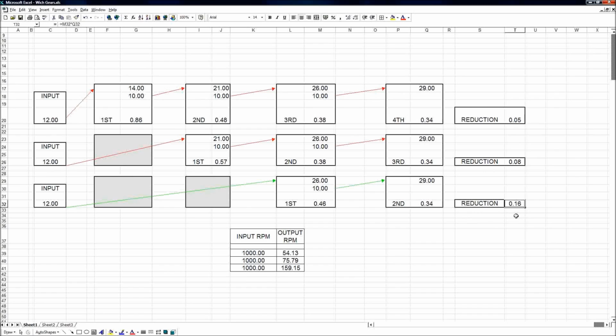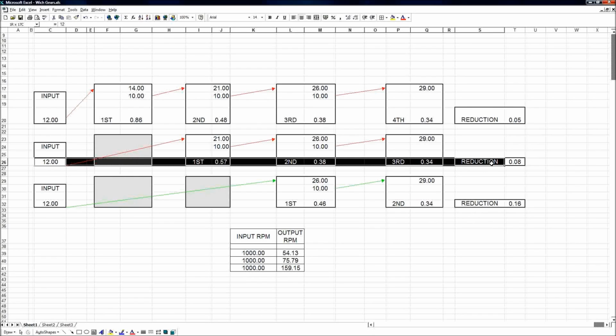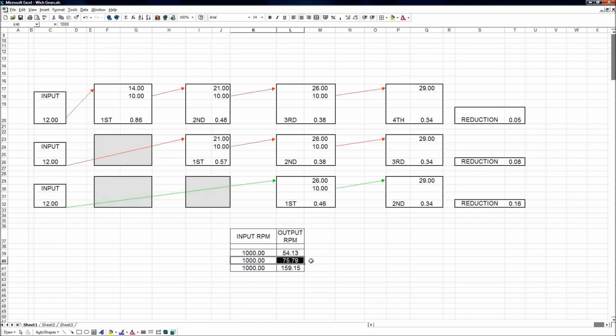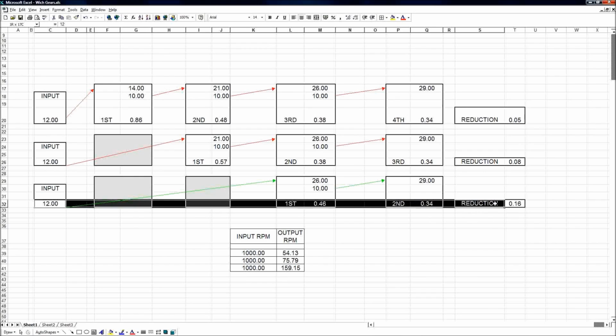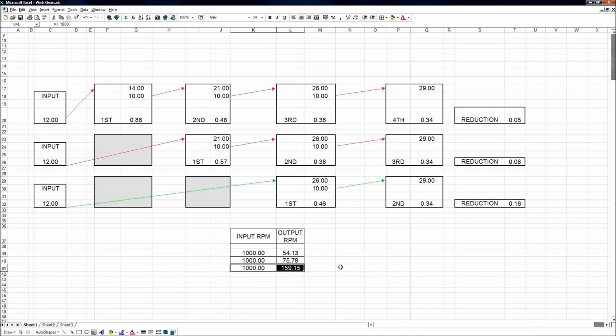You can see that if I was to remove one gear and follow this path, then my new output revs would be 75, and if I was to follow this route, then my new output revs would be 159. So this drum will be going 3 times faster than it was originally.